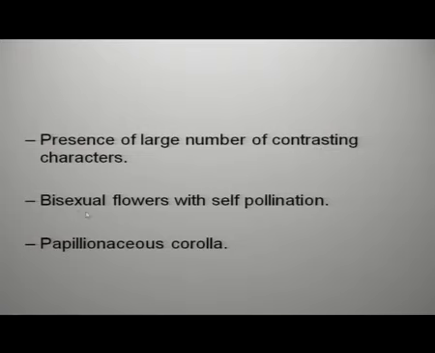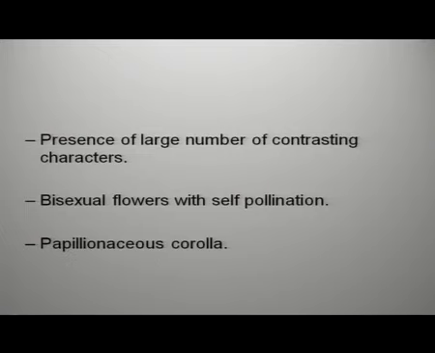Then this particular flower is a bisexual flower which has self pollination. Pollen grains of the same flower will fall on the stigma of the same flower, self pollination. It is bisexual in the sense that it has both male as well as female sex organs in the same flower. Now, when you see this flower, its corolla is a peculiar one, that is papilionaceous corolla.